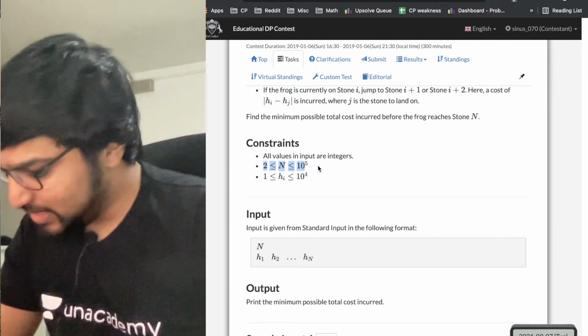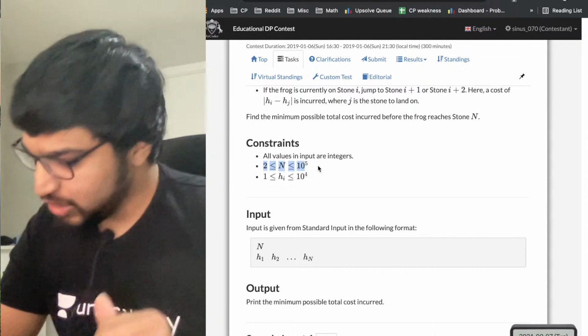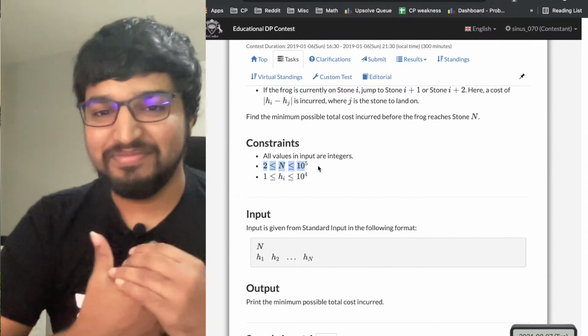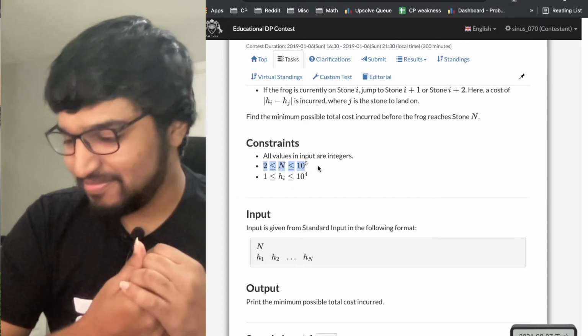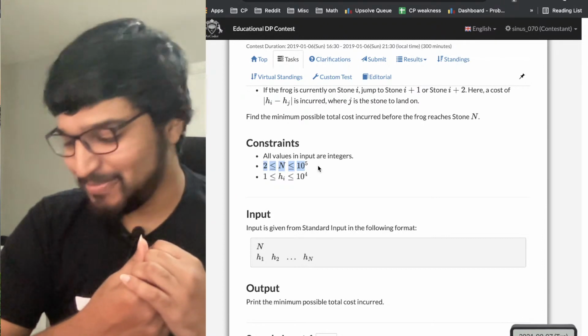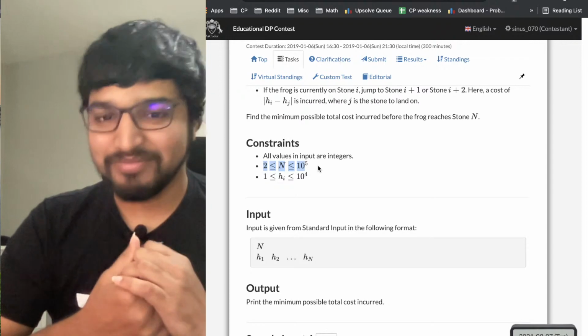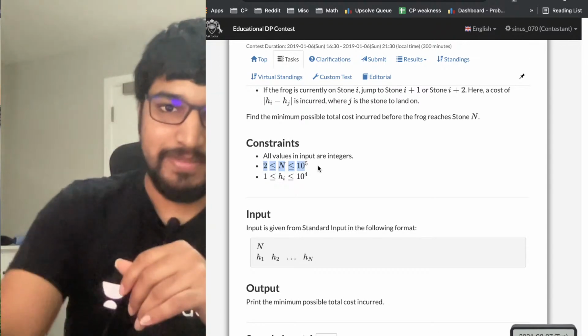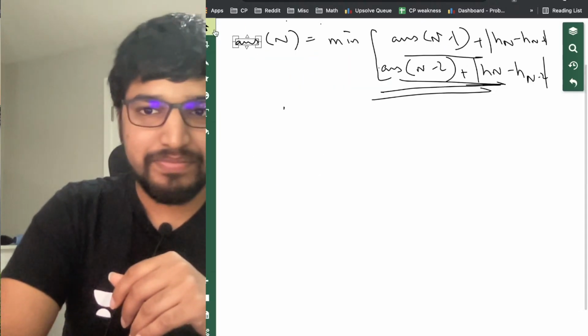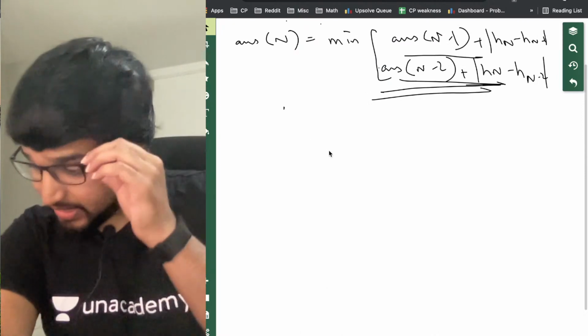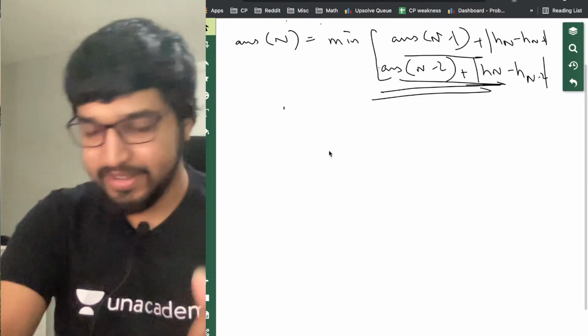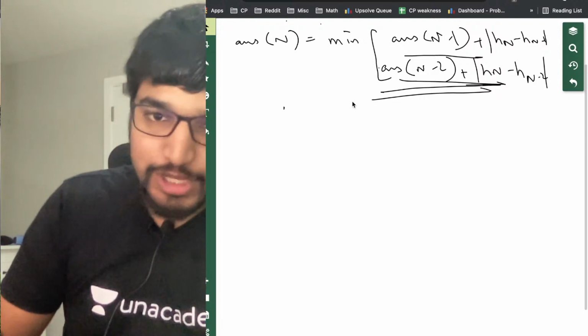Someone got close to the complexity. Someone said it's 2 power n. You're close, but it's not exactly 2 power n. Okay. It's exponential. Yes, exactly. It's going to TLE. So why is it going to TLE?